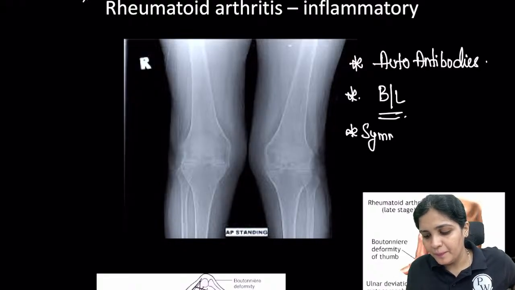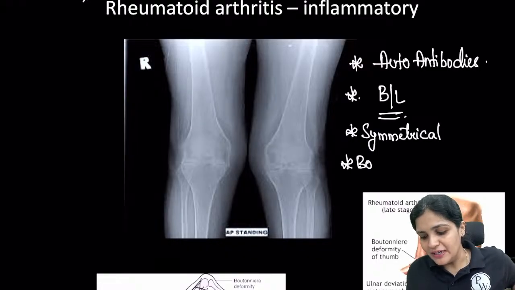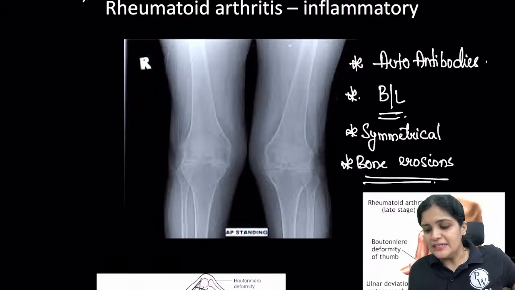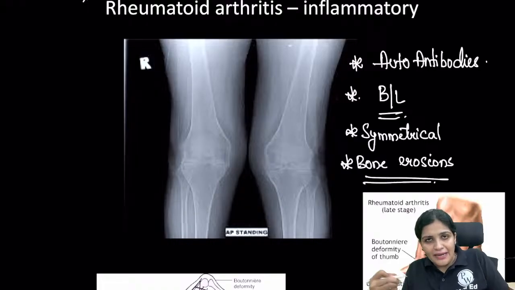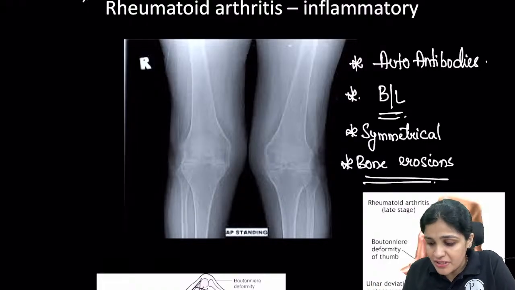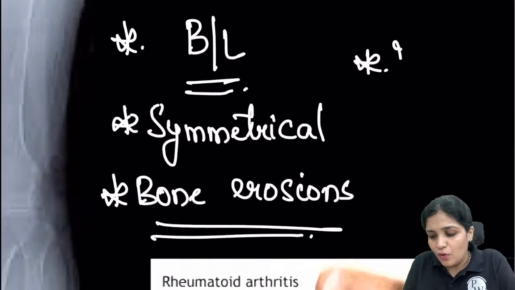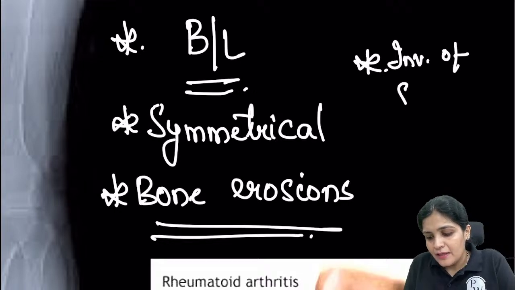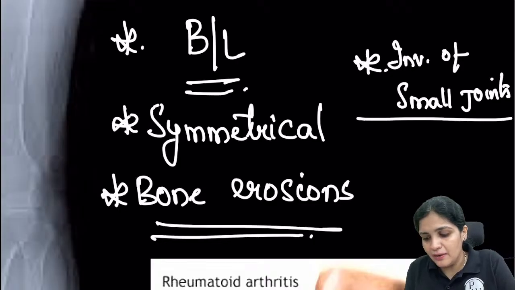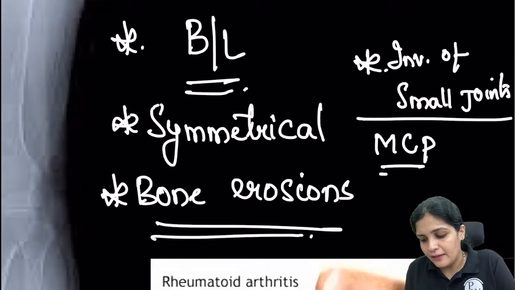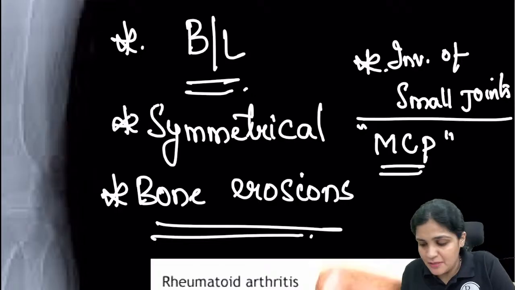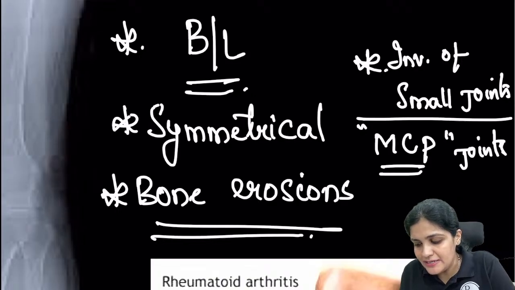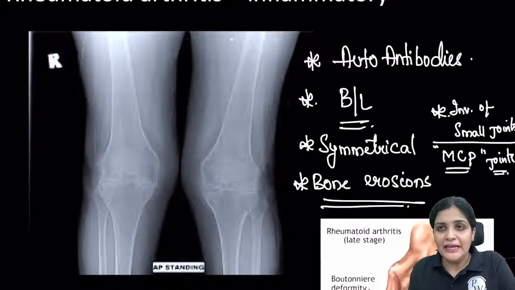It is usually symmetrical. Very good, symmetrical. And what you specifically see is the bone erosions, right? So these are the three important things which you have to remember. It is usually bilateral, symmetrical, bone erosions, and one more important thing, there is an involvement of the small joints, right? Especially your MCP joints are usually involved, right? Yes. So this is about the rheumatoid arthritis.